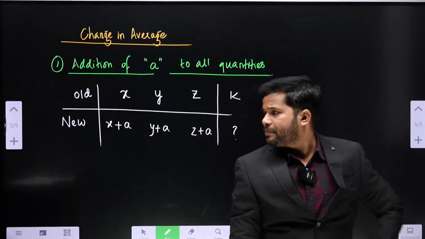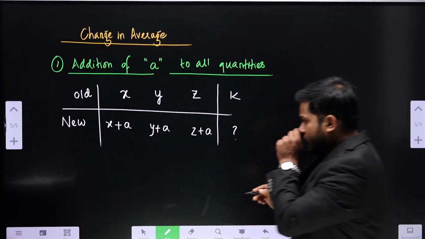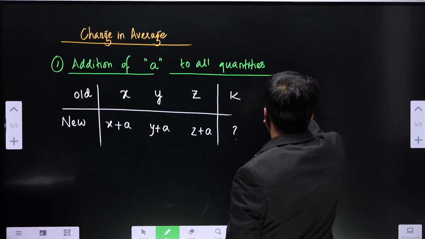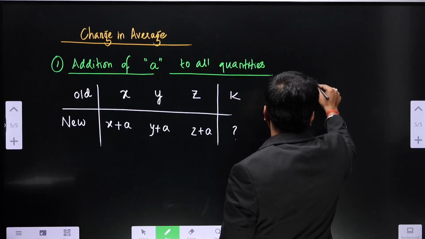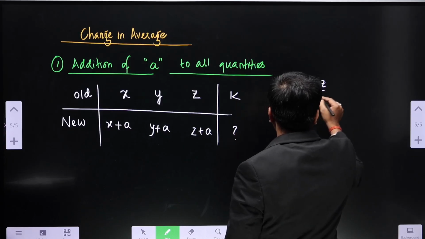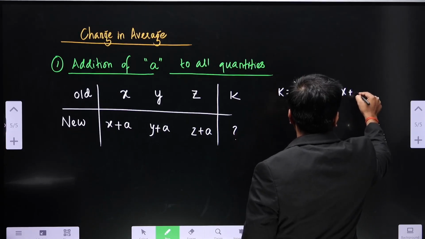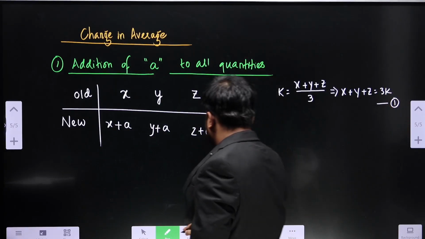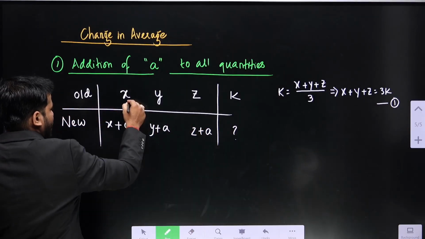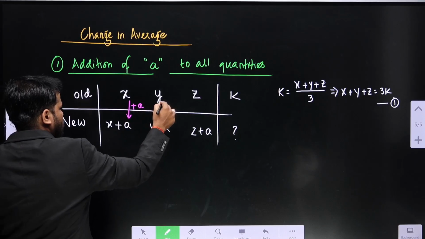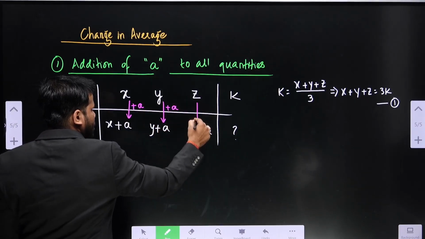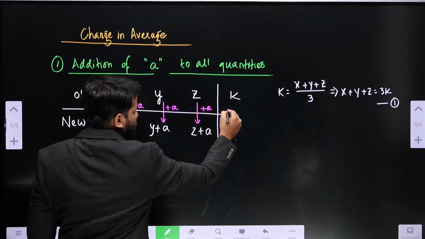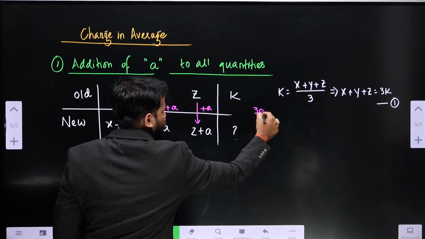See, the approach goes like this. Can I tell this k is nothing but x plus y plus z divided by 3? So which implies x plus y plus z equals 3k. This is equation number 1. Now what is done here is, you have added a here, you have added another a here, and you have added another a here. Now what is the total deviation here? The total deviation here is 3a. This is the total deviation.